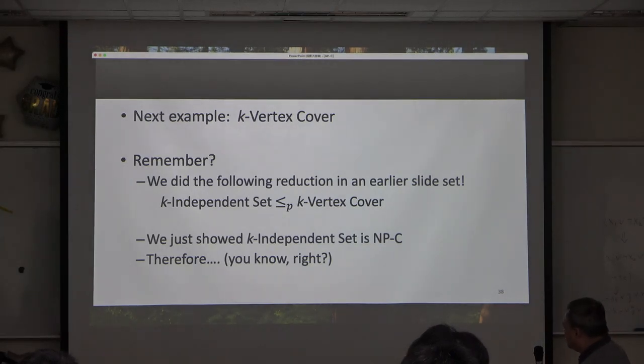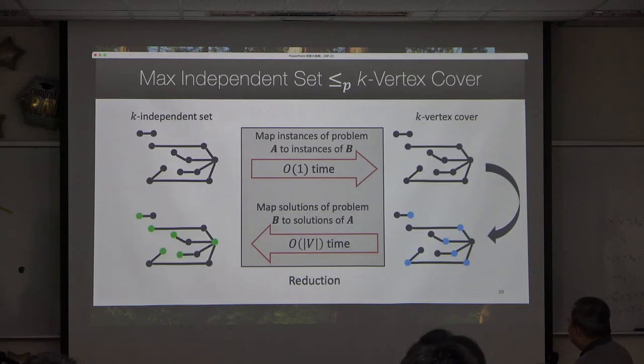The next is K-vertex cover. We did the following reduction in an earlier slide. K-independent set, K-vertex cover. It's like this. We want to use K independent set, which is already NP complete, right? So we can use K-independent set to prove that K-vertex cover is NP complete too.